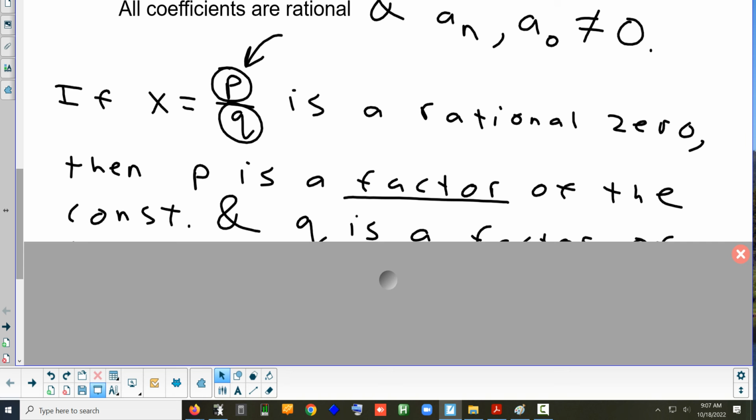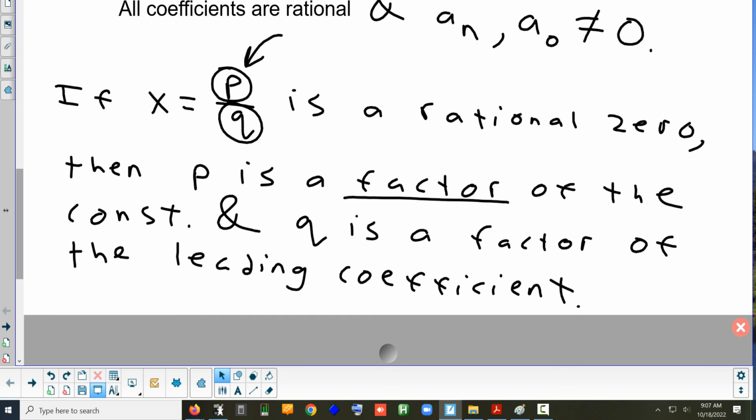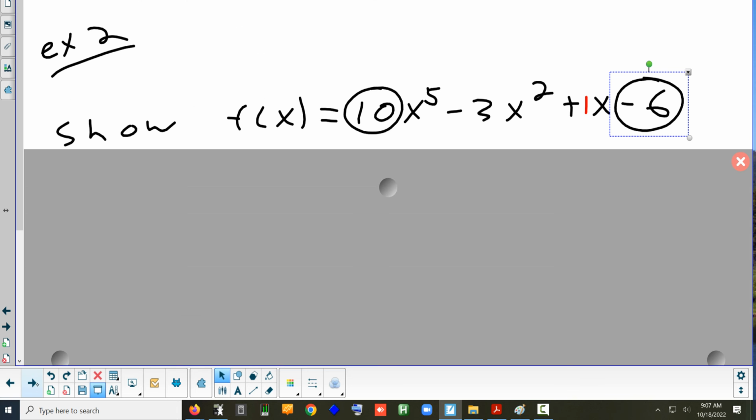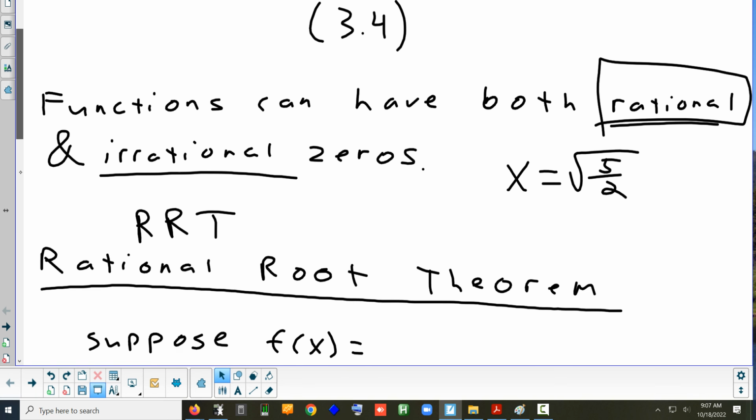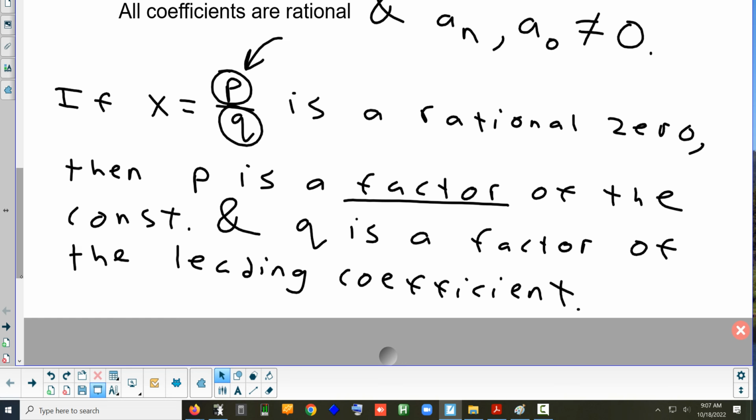Now we need to figure out what number would be in the bottom. I'm calling it Q. Q are all the factors of the leading coefficient. So in this problem, we would look at the number 10. We would make a list of every number that divides into 10. When you get that list, those are the possible numbers that could go in the bottom.